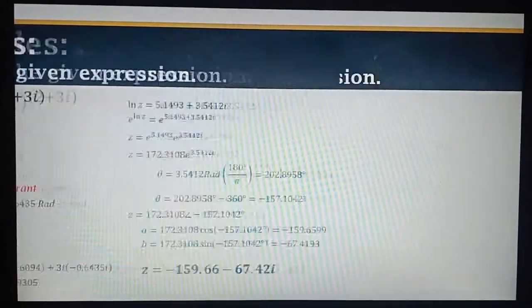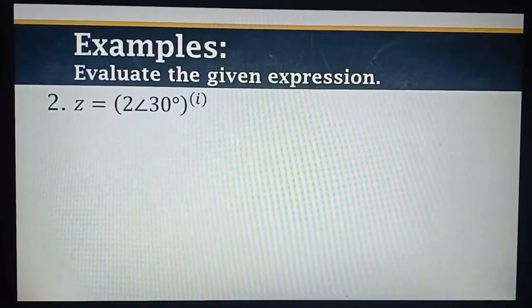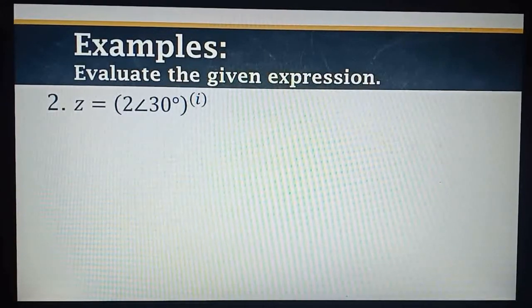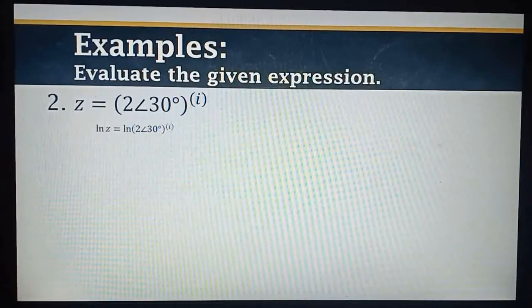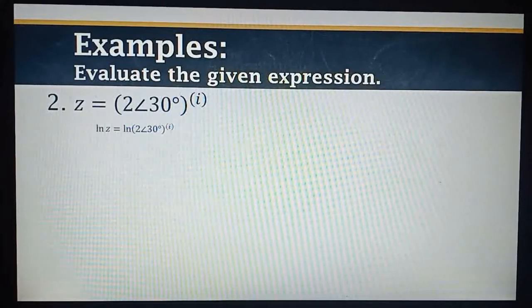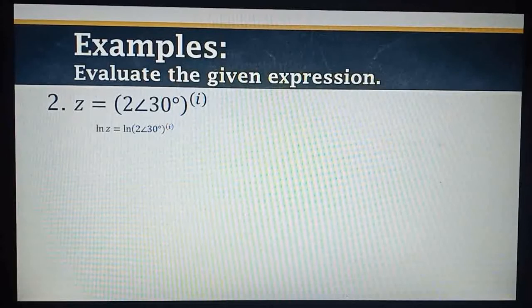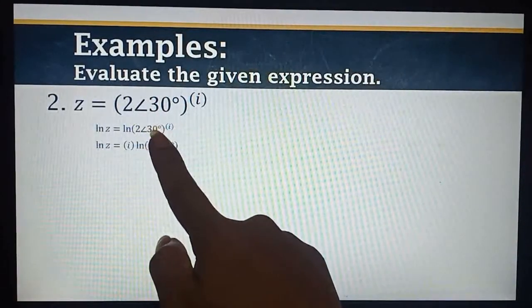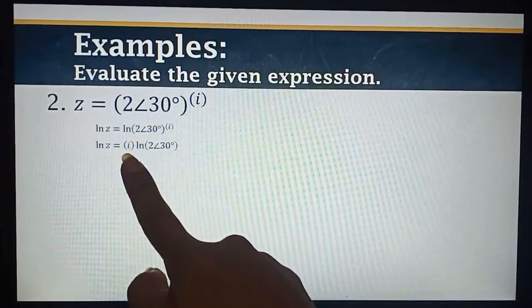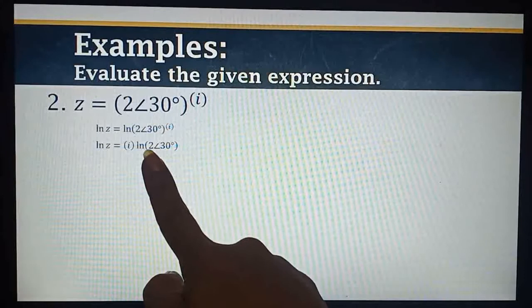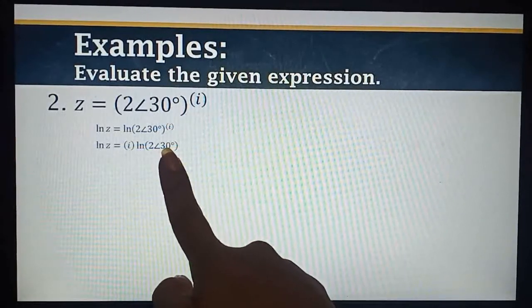Next example, let's say you have z equals 2 at angle 30 degrees raised to I. So again, we will take the ln of the both sides. So you will now have ln of z equals the ln of 2 at angle 30 degrees raised to I. So ibababa ulit natin si I kasi exponent siya nung angle ni ln. So this can be ln of z equals I multiplied to ln of 2 at angle 30 degrees.